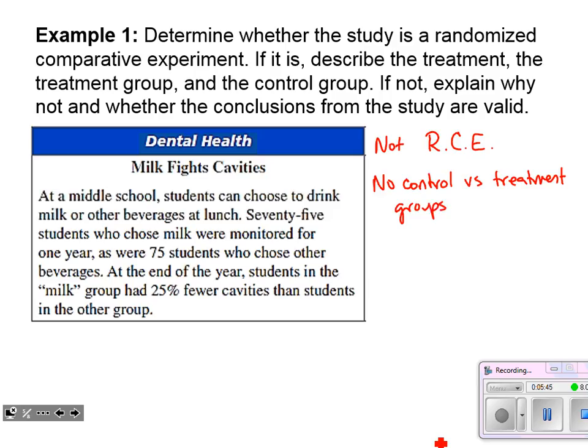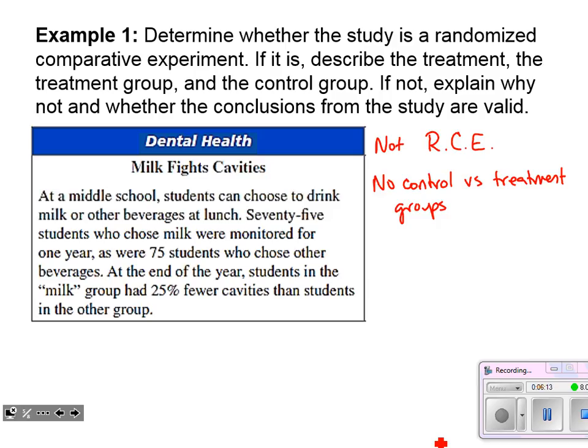Okay, so they have not specified. They do have groups, right? 75 students were monitored for a year. 75 students that did not drink milk were also monitored. So it seems like we have our two groups, control versus treatment. But in order for that to happen, there's so many other variables that happen outside of school that they are not truly controlled groups. So there are other factors.